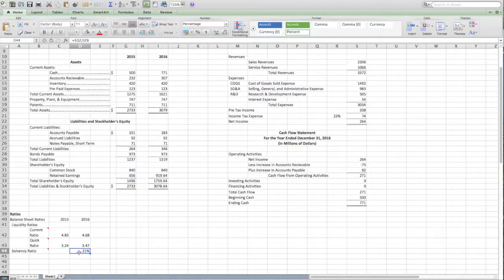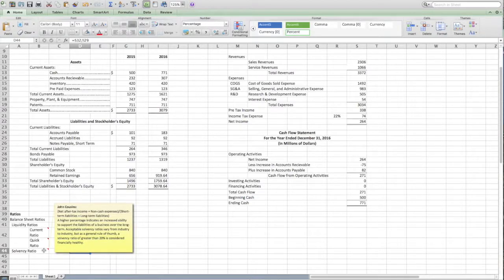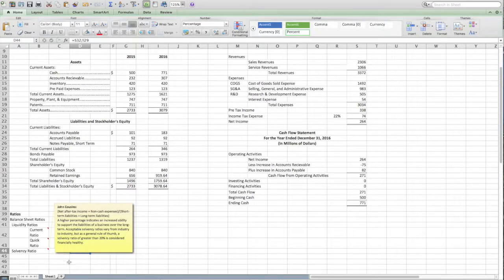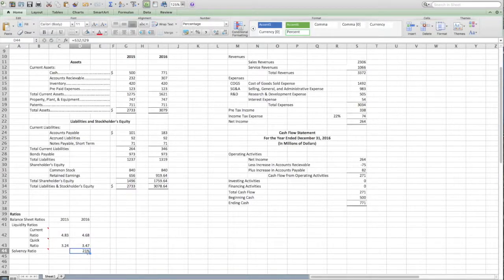And that's a concern, especially for people who lend to a company. If you're buying corporate bonds, if you're a banker, if you're doing credit analysis of a company, you're going to want to know the risk of whether you're going to get paid back the money that you've lent to that company. So you want to see that the company has a good, strong solvency ratio. As you can see in this note, 20% is considered a financially healthy ratio. So this one just meets that criteria, 21%, right?